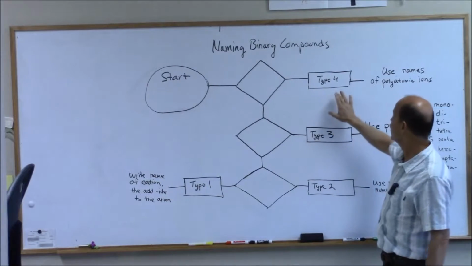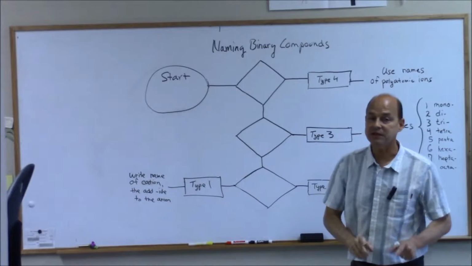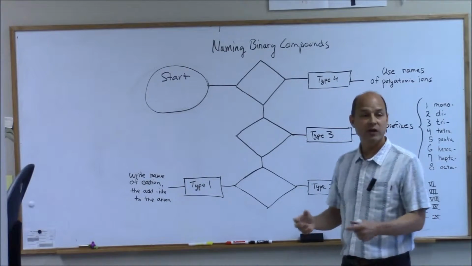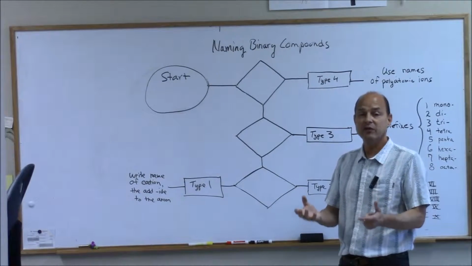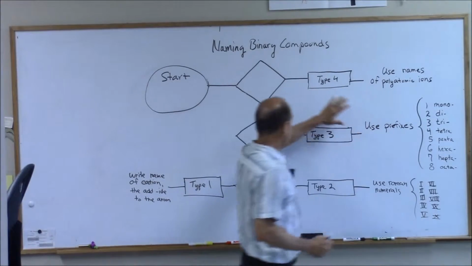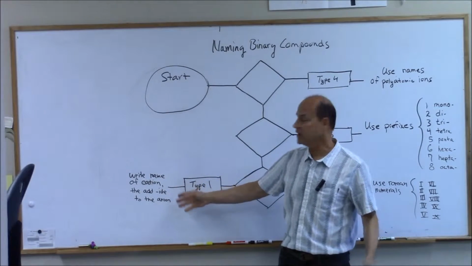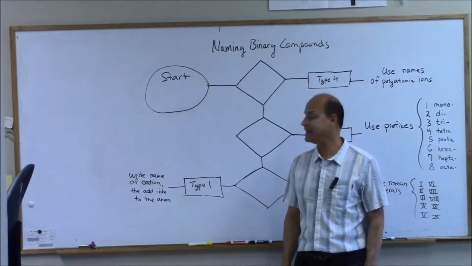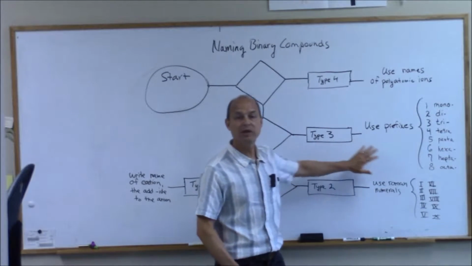All paths are going to end in a type, so we know what type it is, but that doesn't necessarily help us. Knowing what type it is doesn't necessarily help us if we don't know how to name it. But if you know how to name it based on the type, then you can actually name it, right? So if we know it is a type 1, for example, then type 1s are easy, right? We just write the name of the cation and then add IDE to the anion, all right? Similarly, if it's a type 3, we use prefixes.